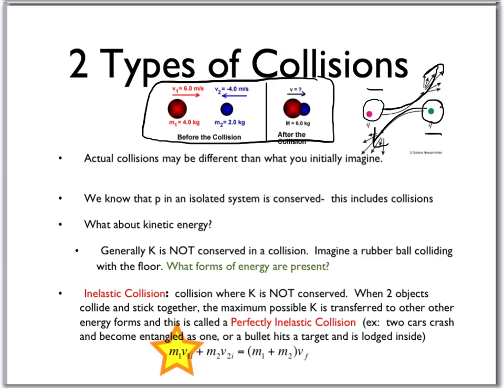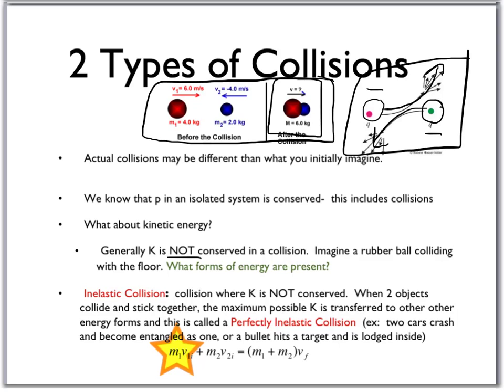We know that momentum in an isolated system is conserved, and that would include collisions as well. So momentum is going to be conserved in any type of collision. Whether we look at it at the macroscopic level and just sort of envision two things coming together like a car or a billiard ball, or whether we look at it on the microscopic level, this is true. Momentum is going to be conserved. But what about kinetic energy? In general, kinetic energy is not conserved in a collision.